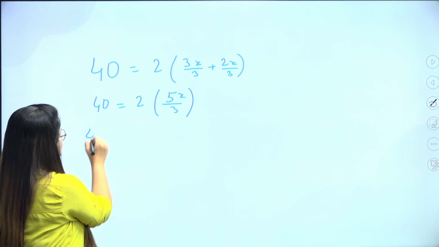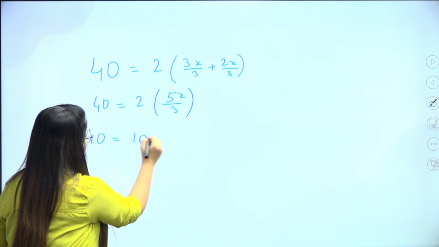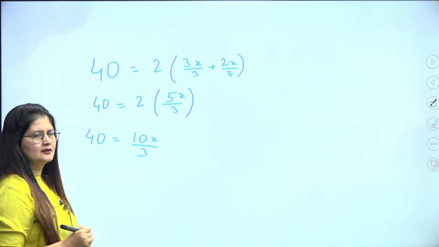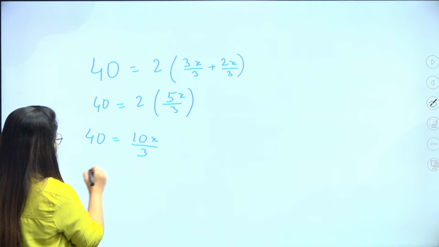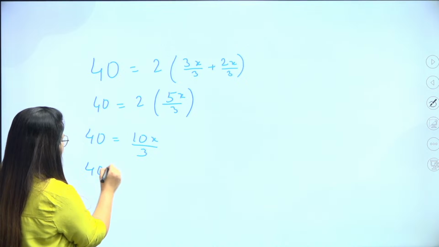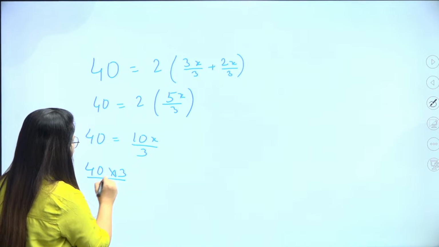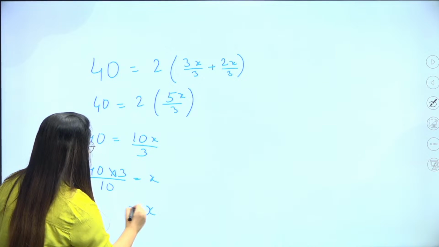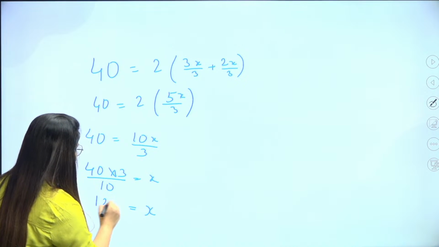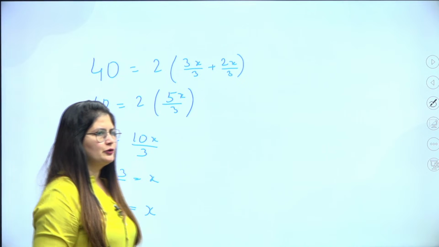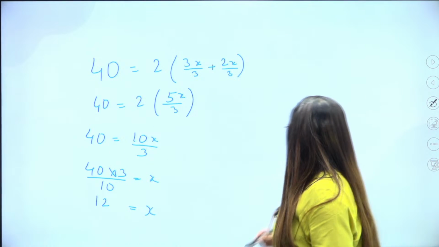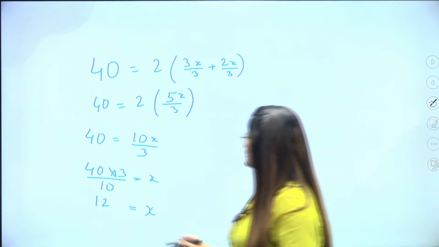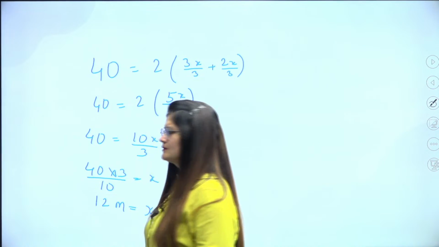We are going to get 40 is equal to 10x/3. Yes? So what we can see here is that the value of x is going to be 40 into 3 divided by 10, which is equal to x, right? So we get the value of x as 12. And if I talk about the unit, in the question the perimeter is given as 40 meters. So clearly the value of length will come out to be 12 meters.